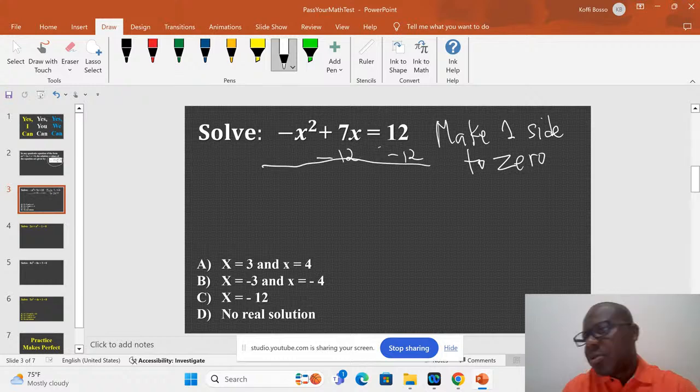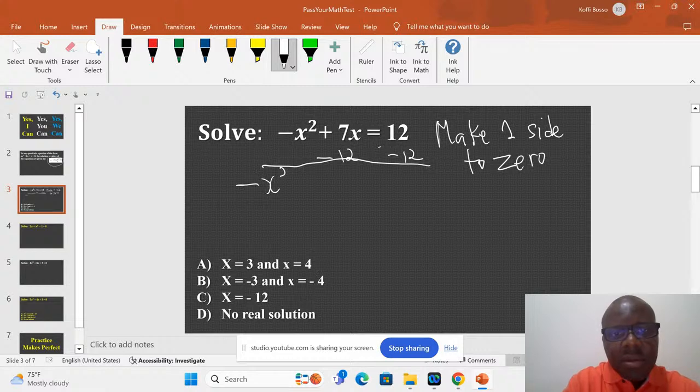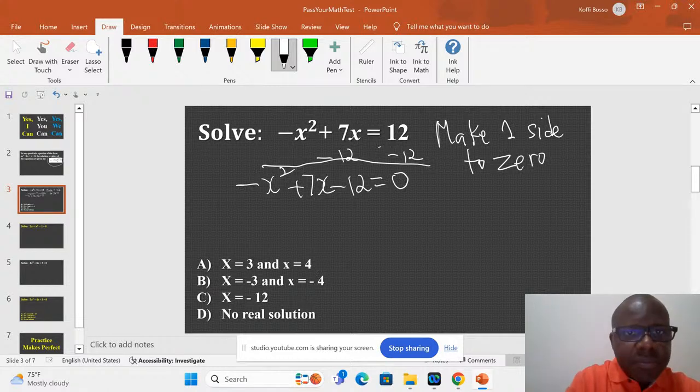Understand that when you are solving the equation, anything you do to one side, you have to do the same thing to the other side. So here we're going to have negative x squared plus 7x minus 12 is equal to 0. Now we're going to figure what is A, what is B, and what is C.